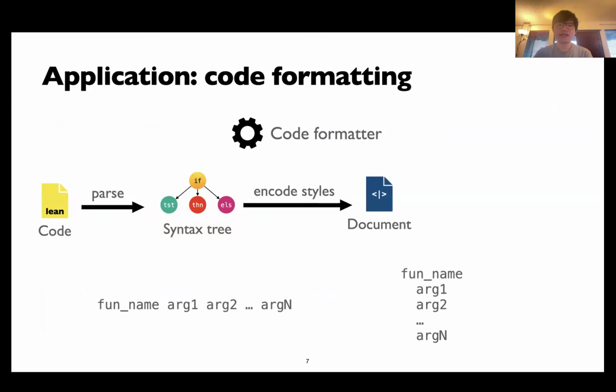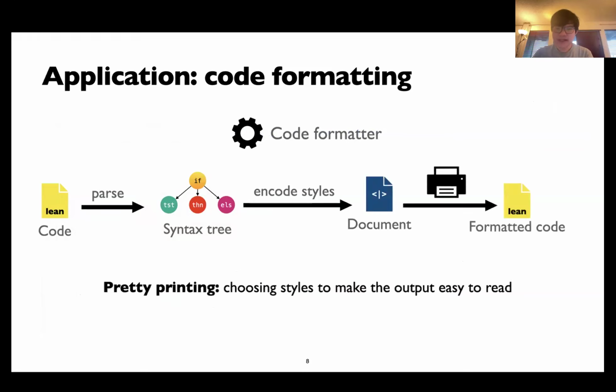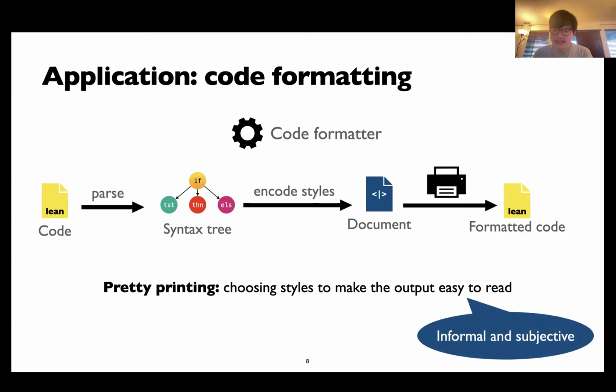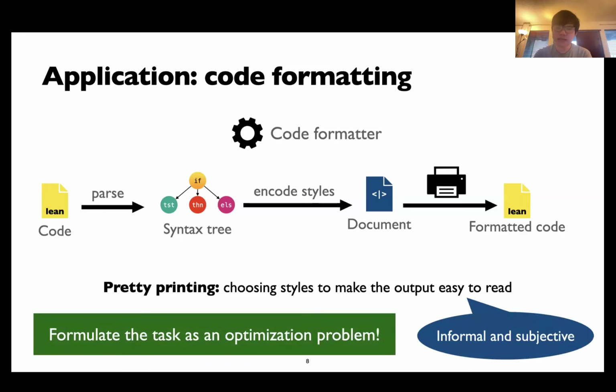So what we're going to do is encode these styles along with the syntax tree into an object that we call a document. And then we're going to feed this document into a pretty printer, which is the subject of this talk. So essentially, the pretty printer is the core of the code formatter. It chooses the styles in a way that makes the output easy to read. And then the output is the formatted code that we want. Now, as you can see, the phrase easy to read is pretty informal and subjective. And so what pretty printers do is formulate this task as an optimization problem to make easy to read precise.